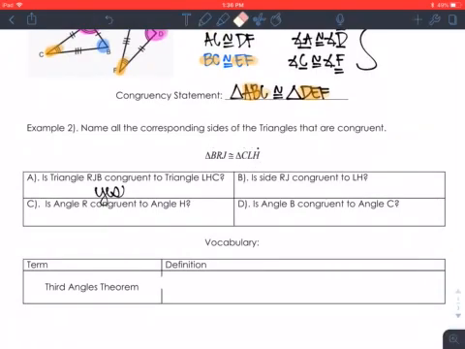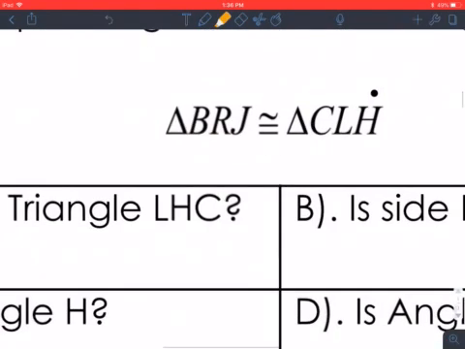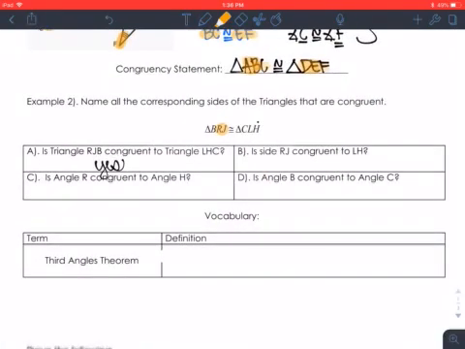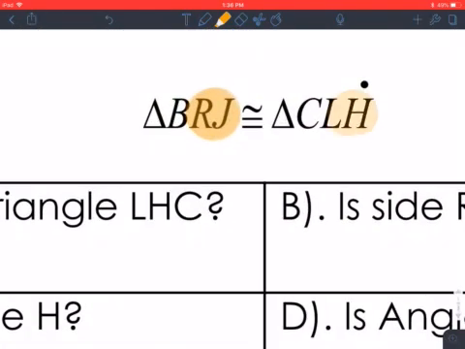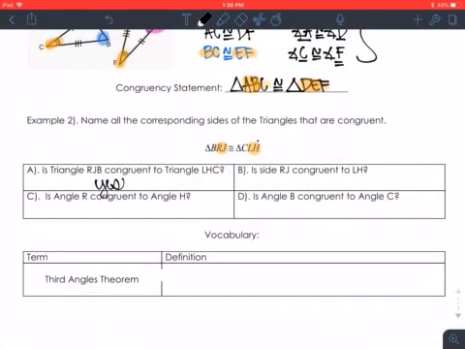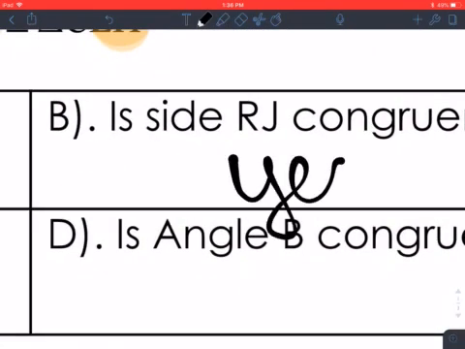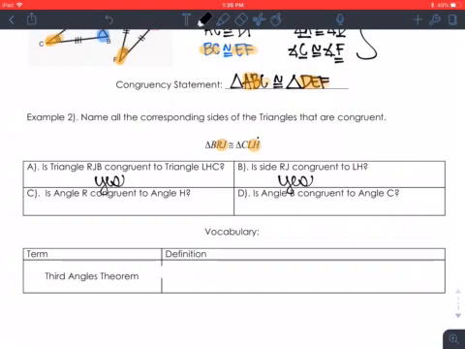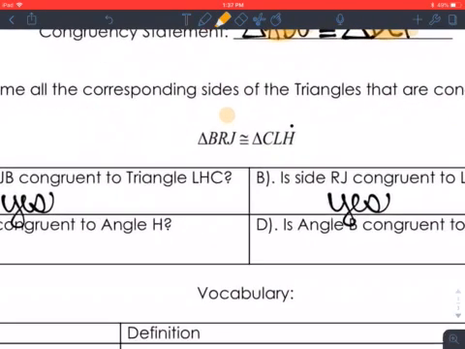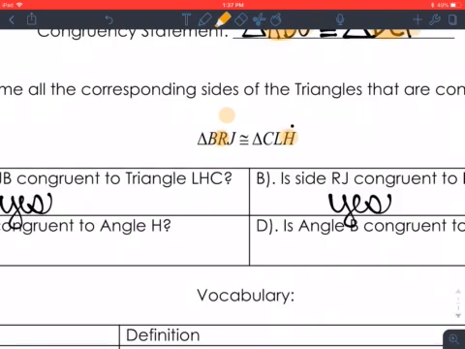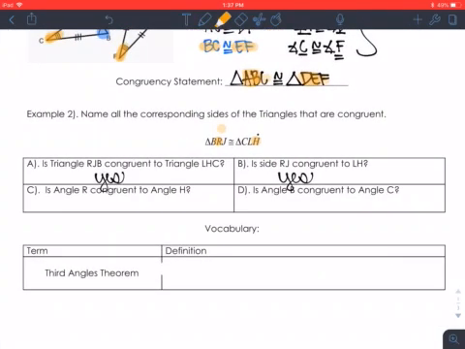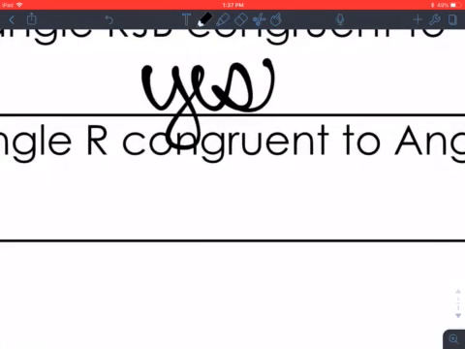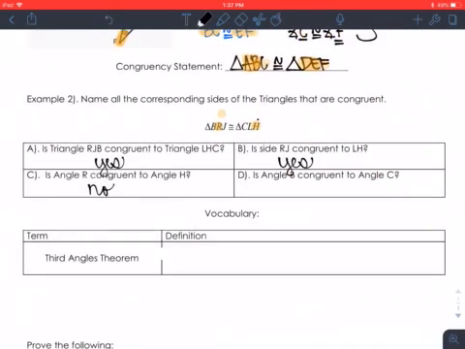Now, the next one is talking about the sides, all right? So is side RJ congruent to side LH? Yeah, because they match up with one another in the same locations within those congruency statements. So yes, that's true. Letter C then says, is angle R congruent to angle H? Well, no, because they are not matching up within the congruency statement. So no, they are not congruent.